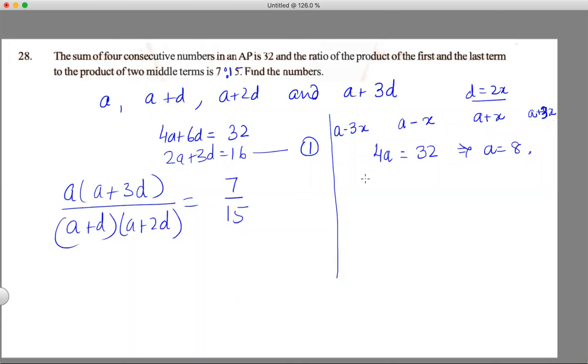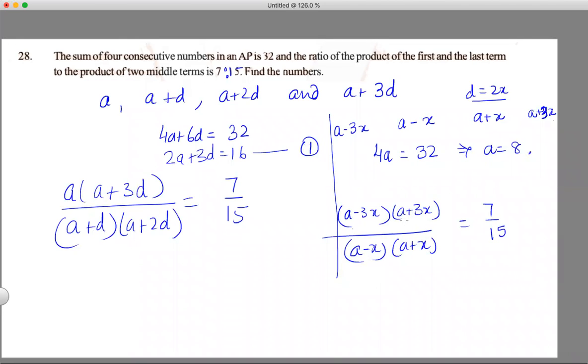अब हम ये वाला एक्सप्रेशन लिख देंगे, a minus 3x times a plus 3x by a minus x times a plus x is equal to 7 by 15. Now this a की वैल्यू हमें 8 पता है, लेकिन उससे पहले what will we do here, right? यहाँ पे भी आइडेंटिटी यूज हो जाएगी.